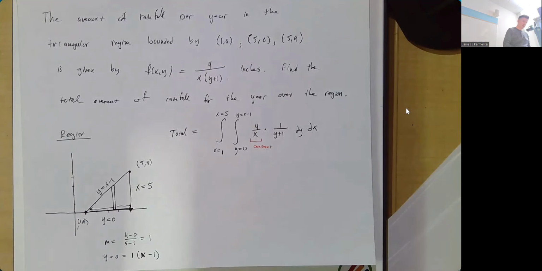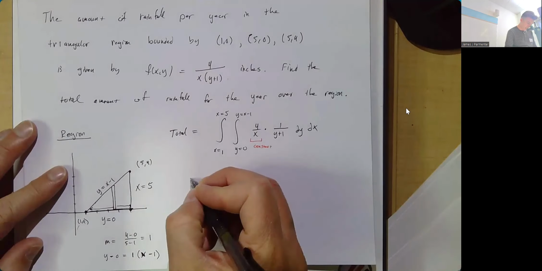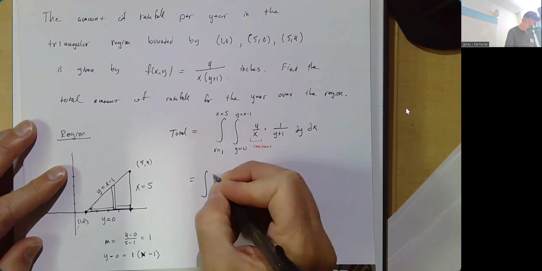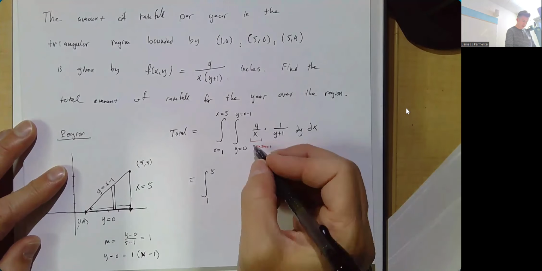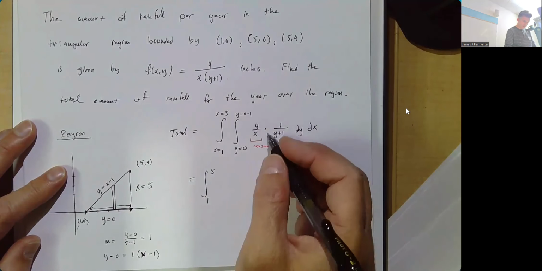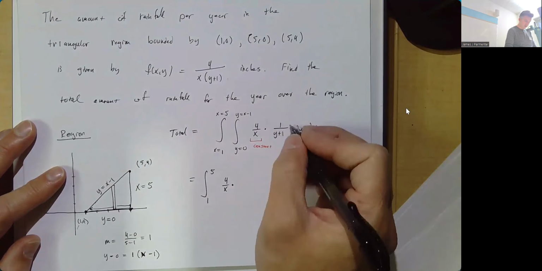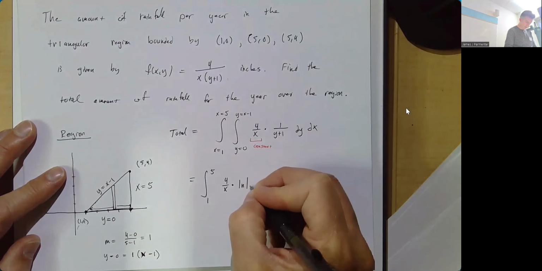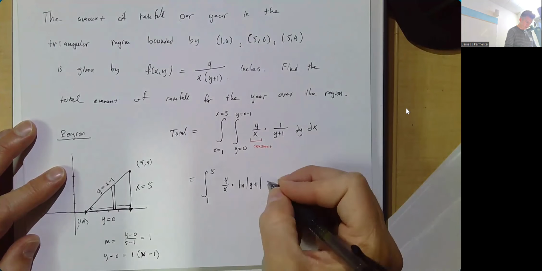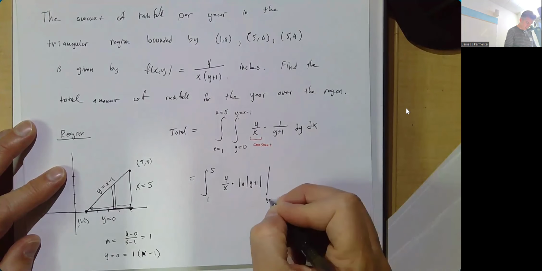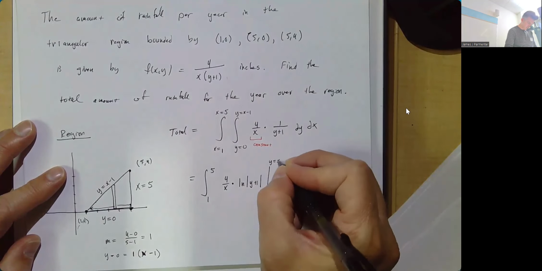So when we integrate 4 over x times 1 over y plus 1 with respect to y, we're going to get the outer integral staying the same. The integral of this is going to be, well, the 4 over x is going to just hang out. And the antiderivative of 1 over y plus 1 is the natural log of the absolute value of y plus 1, from y equals 0 to y equals x minus 1.